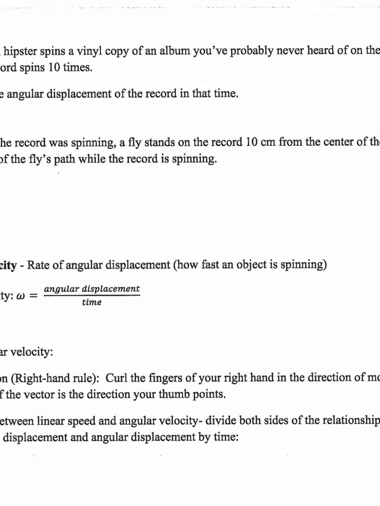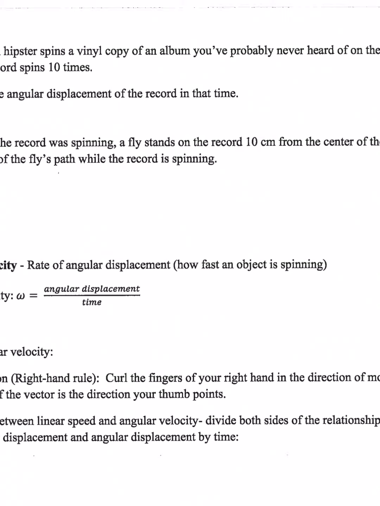Now, here's my question to you. Here's your theoretical question. If the fly is sitting on the outside edge of the record instead, is his angular displacement any different? No. Angular displacement, degrees stay the same. It still goes one full circle.